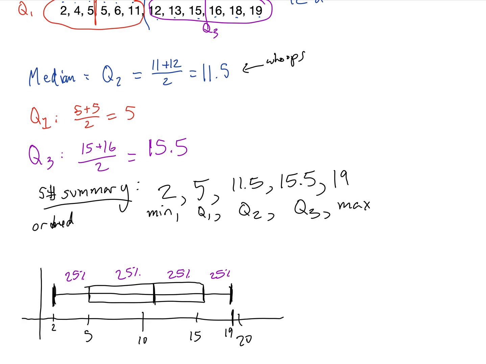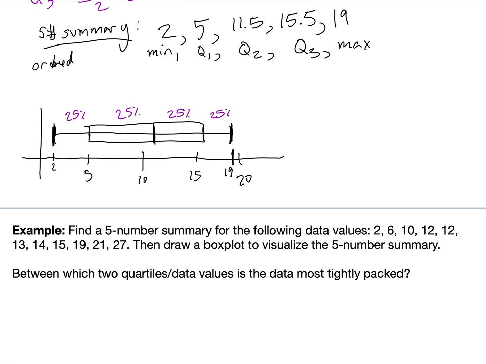Okay, here's another example for you to try, and then we'll talk about it together. So find the 5-number summary for the following data values: 2, 6, 10, 12, 12, 13, 14, 15, 19, 21, and 27. Then draw a box plot to visualize this 5-number summary, and additionally answer the question, between which 2 quartiles or data values is the data most tightly packed? So where is the data least spread out, most densely packed?